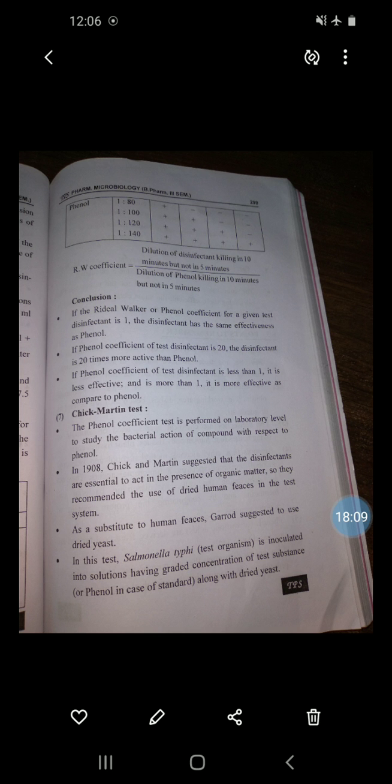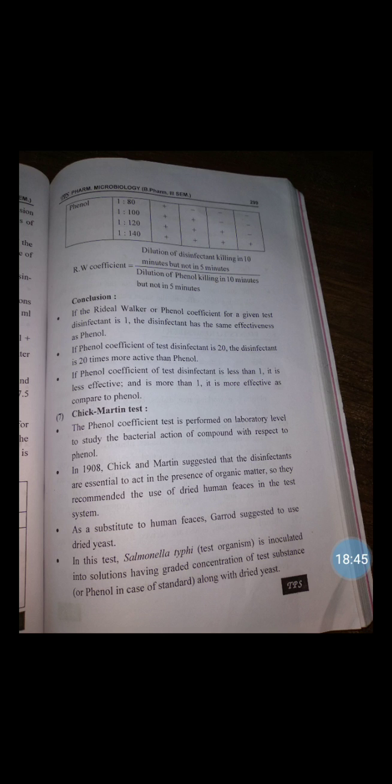Then second and last, that is the Chick-Martin test. The phenol coefficient test is performed at laboratory level to study the bactericidal action of a compound with respect to phenol. Then in 1908, Chick and Martin suggested that disinfectants are essential to act in the presence of organic matter. So they recommended the use of dried human feces in the test system. Then as a substitute to human feces, Garrod suggested using dried yeast.